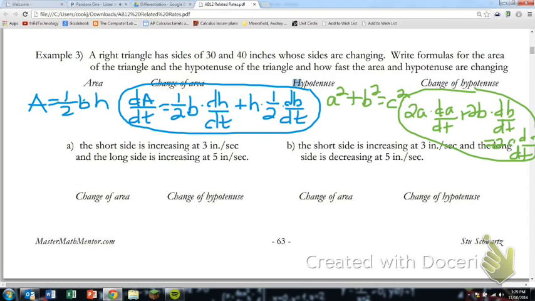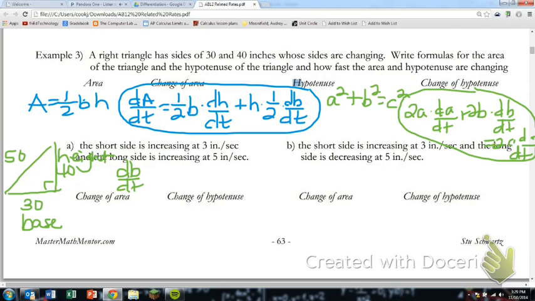Okay, so in our triangle, if you do the Pythagorean theorem, the hypotenuse would be 50 for right now. The short side is increasing at 3 inches per second. So I'm going to call this short side here the base, and the long side the height. All right, so dB/dt and dH/dt. So the short side, the base, dB/dt is 3 inches per second.